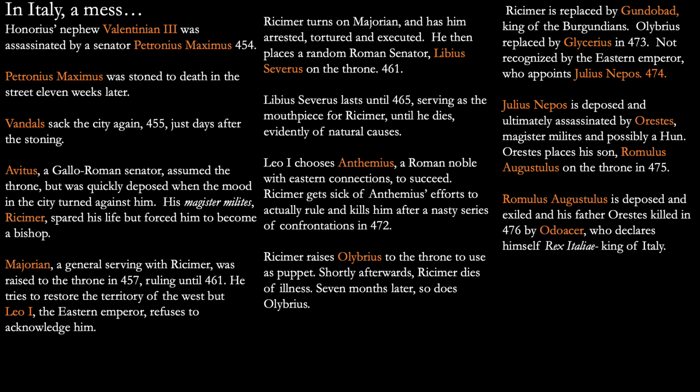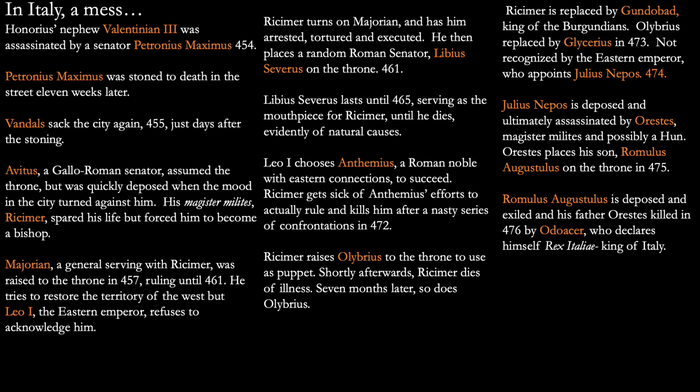But Ricimer gets sick of Anthemius' efforts to actually rule, and he kills him after a nasty series of confrontations in 472. So the Eastern emperor attempts to put somebody on the throne who actually will run the show and not just do what his Magister Militis says, and the Magister Militis just has him killed. Then Ricimer raises Olybrius to the throne to use as a puppet. Shortly afterwards, Ricimer dies of an illness, and 7 months later, so does Olybrius.